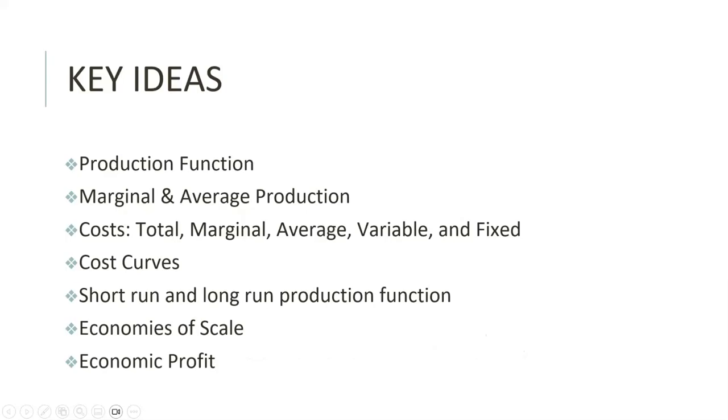So this week, we're going to start with discussing what is a production function. We'll look at marginal and average production. Then we're going to develop some cost curves based on total, marginal, average, variable, and fixed costs. I'm going to show you how these turn into the company's individual supply curves. We'll look at how that makes the market supply curve. We'll talk about shutdown conditions, economies of scale, what production looks like in the short run versus the long run.